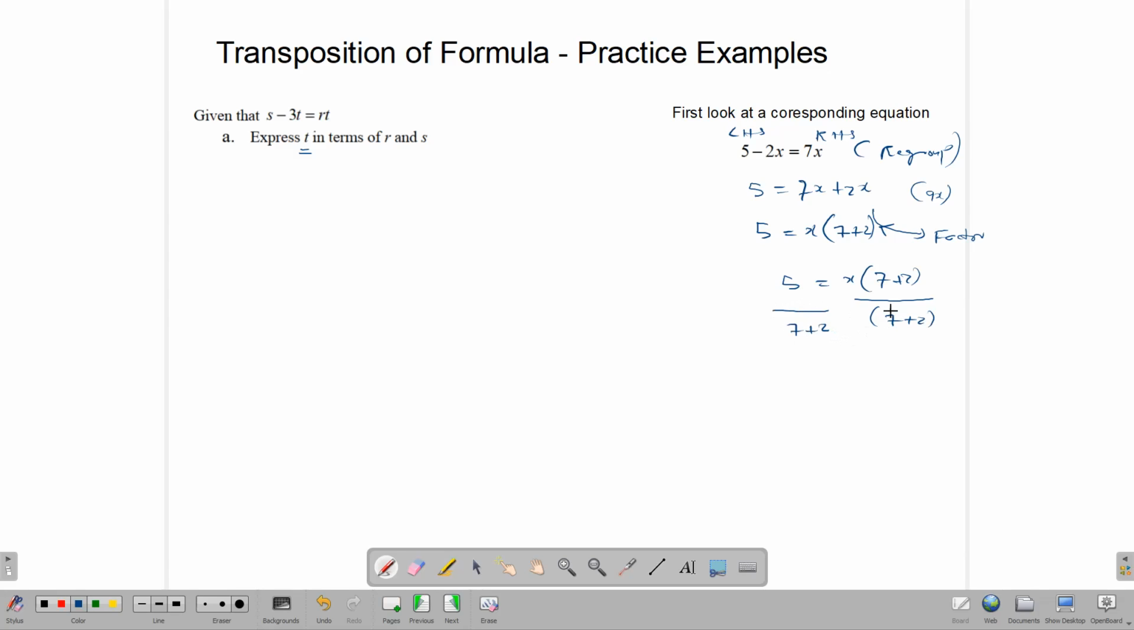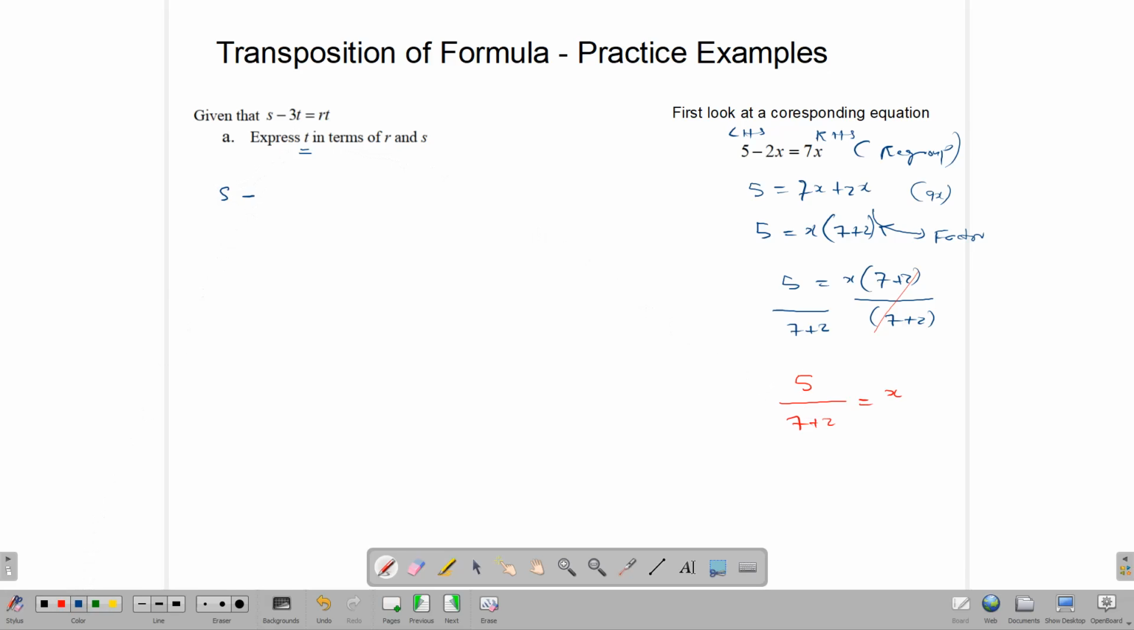But I'm keeping it in parts so that you will see the idea of it later on. Having divided by this 7 plus 2, our answer therefore becomes 5 over 7 plus 2 is equal to x, or x is equal to 5 over 9. Now let's try and walk this technique through this question.